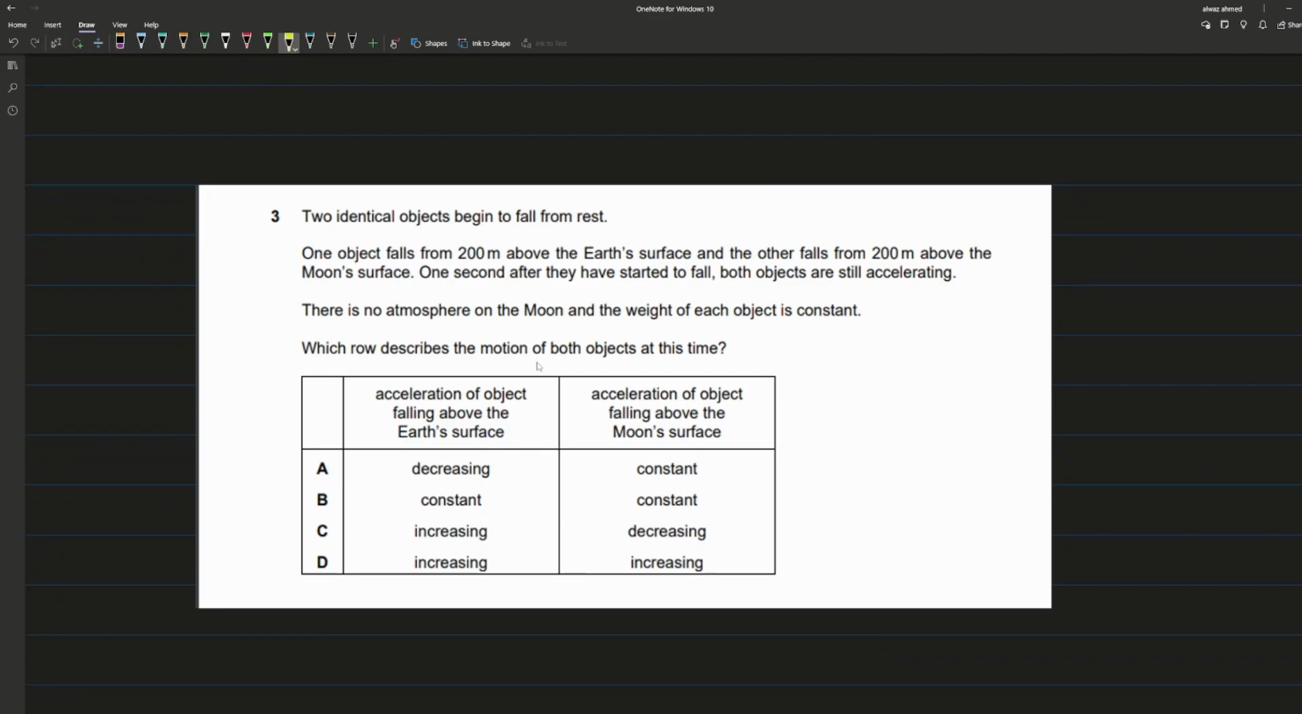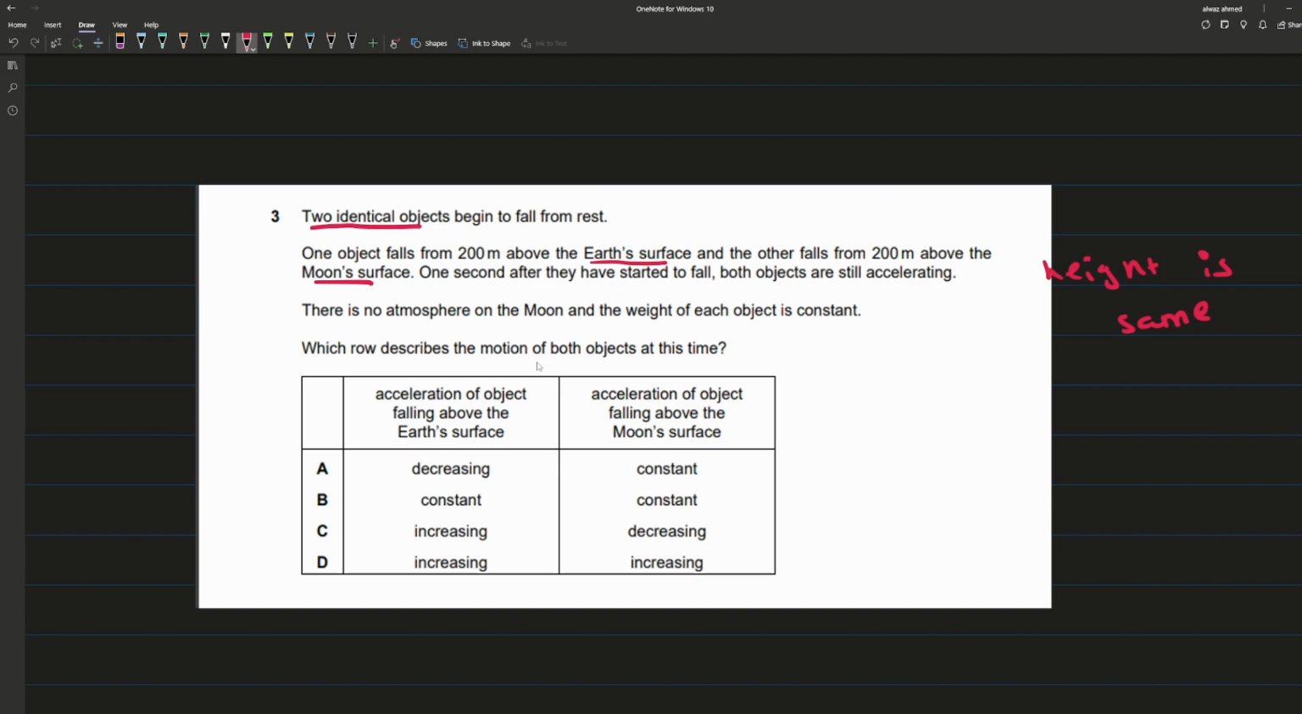Okay, so two identical objects begin to fall from rest. Okay, there's two identical objects which begin to fall from rest. One object falls from 200 meters above the Earth's surface, and the other falls from 200 meters above the Moon's surface. So we know that the height of the objects is same. Moving on, 1 second after they have started to fall, both objects are still accelerating. Okay, there is no atmosphere on the moon, and the weight of object is constant. Which row describes the motion of both these objects?